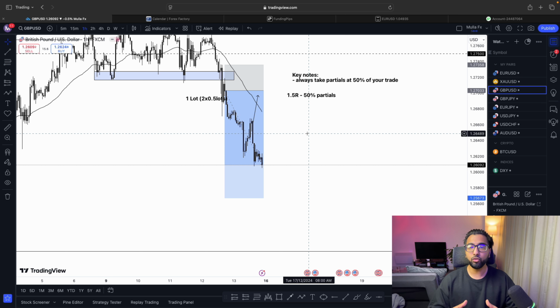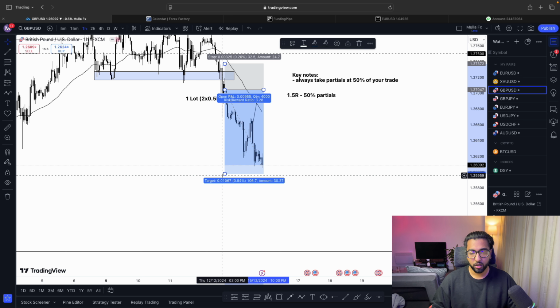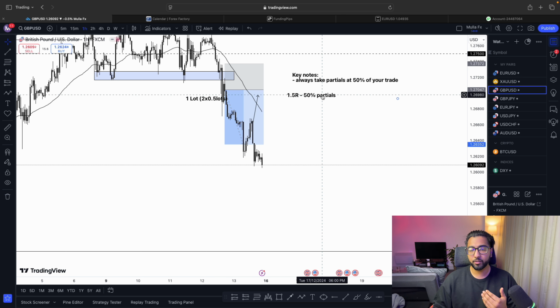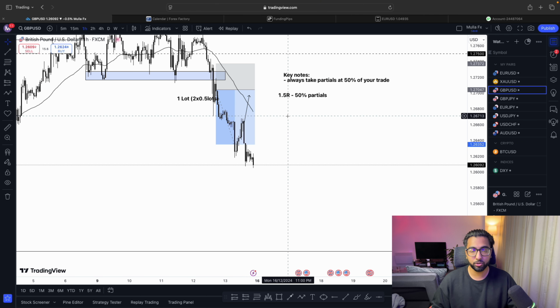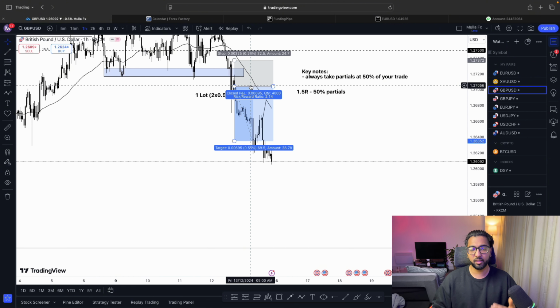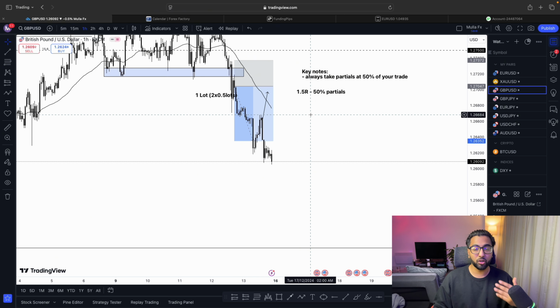Now, don't just do this immediately, or don't just do this at a weird R ratio trade, because let's say you had a 1 to 2R, right? What would be your 50% partial? It won't be 1.5, it'll be a 1 to 1, right? So when you move your stop loss to break even, you now have to also take 50% partials. So trades like that, I wouldn't take 50% partials, only because the risk reward ratio is so short. Is there any point even taking that kind of partials? Is there any point?